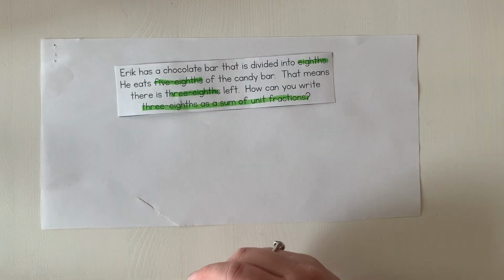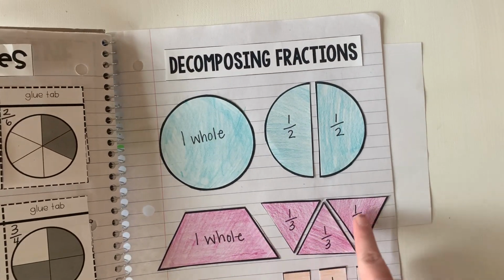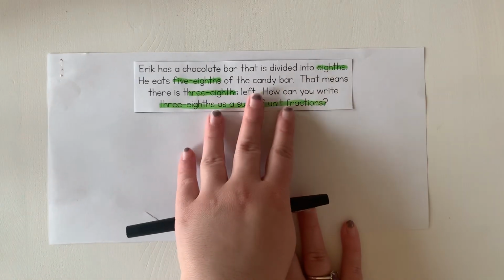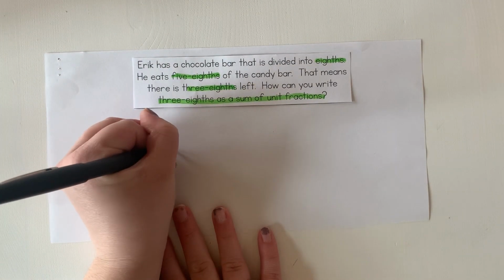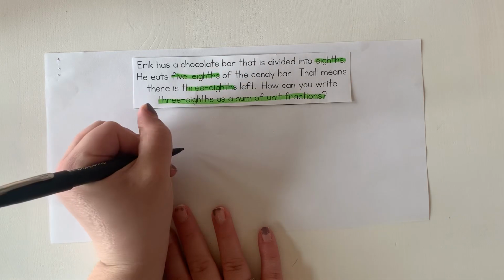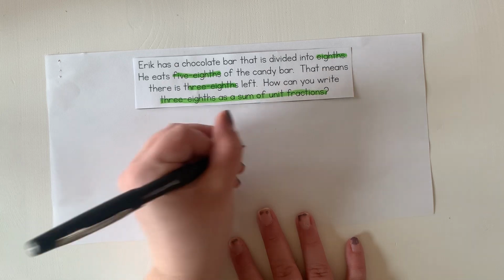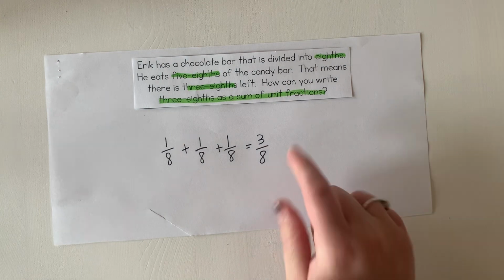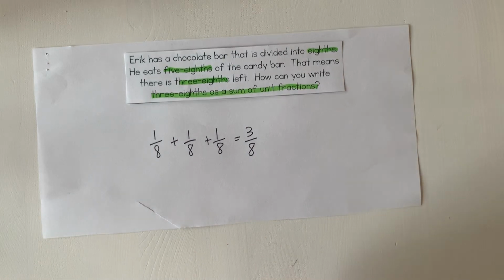So we have to write our addition sentences like we did yesterday. Remember this page? Where it's 1/3 plus 1/3 plus 1/3 is 1 whole. So we're going to do that same thing. The unit fraction for eighths is 1/8, right? 1 over the total number. 1/8 plus 1/8 plus 1/8 equals 3/8. That is how you write it as the sum of unit fractions, and that is what we're doing all day for fractions today.